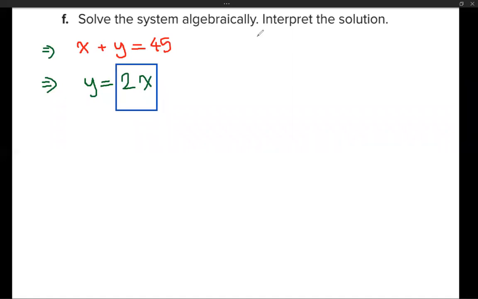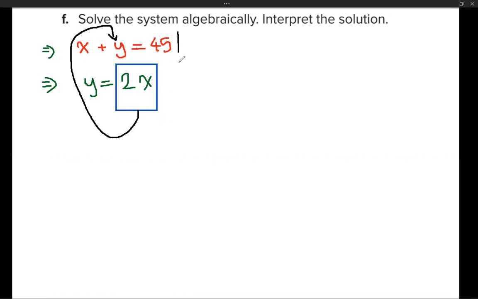So, as we did before, we take this value from the y here and substitute it in the other equation, replacing the y with the value 2 times x. Why? Because y is equal to 2 times x. So we take this value and substitute it for the y here. That's basically what we do.